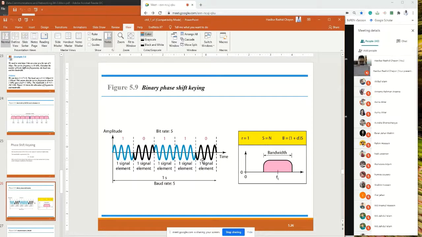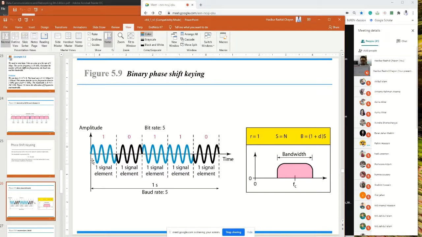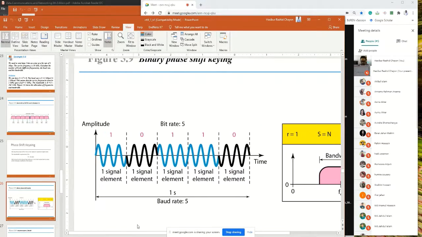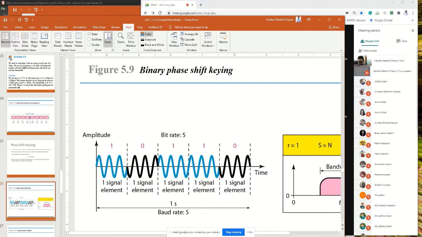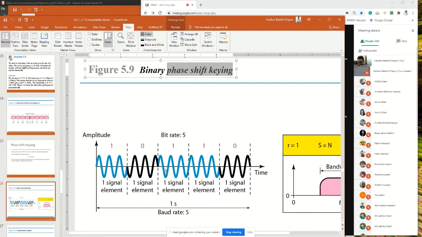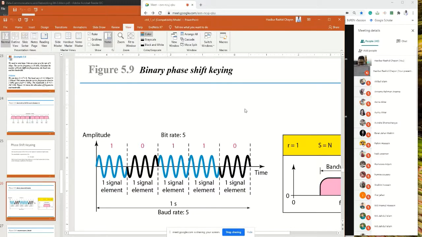The black color signal is off. Don't think about the color, please think about the signal. Phase difference. So tell me more about it. What is the phase difference? High frequency has 180-degree phase, and the lower signal is 0-degree phase. Which one is the high frequency and low frequency signal? Remember, this is phase shift keying. That means the frequency and amplitude will be the same. Only the phase is changing, right?